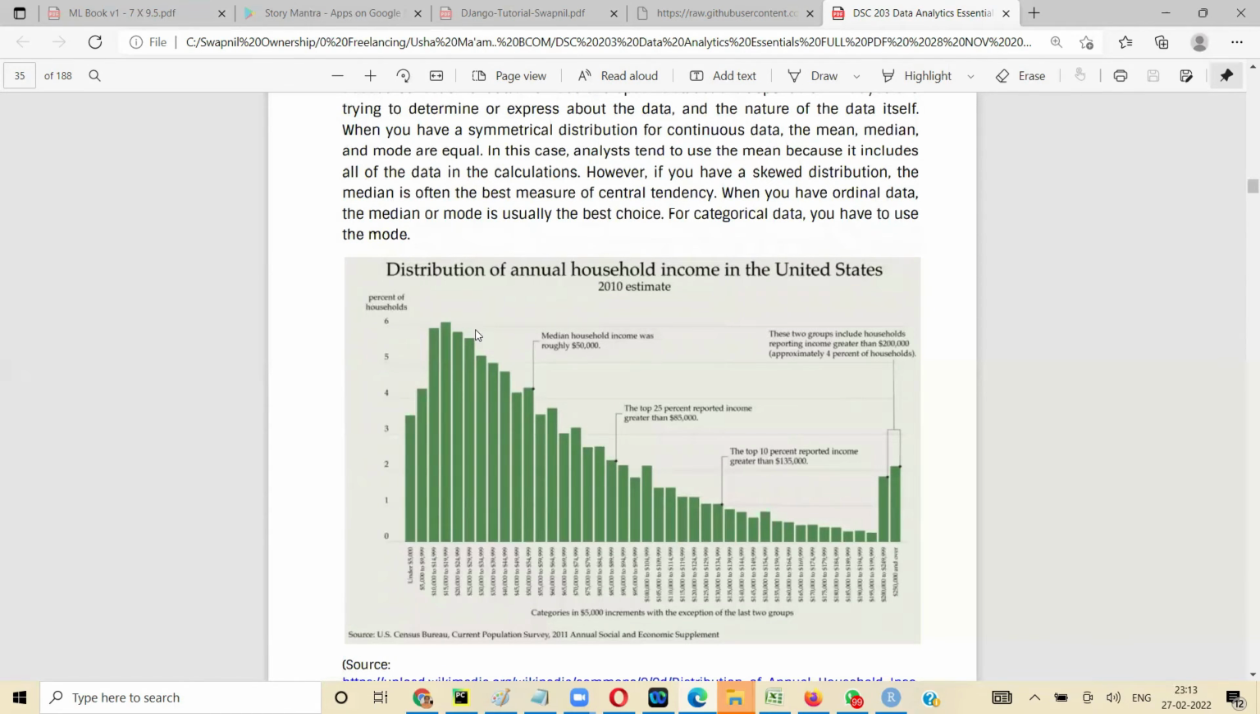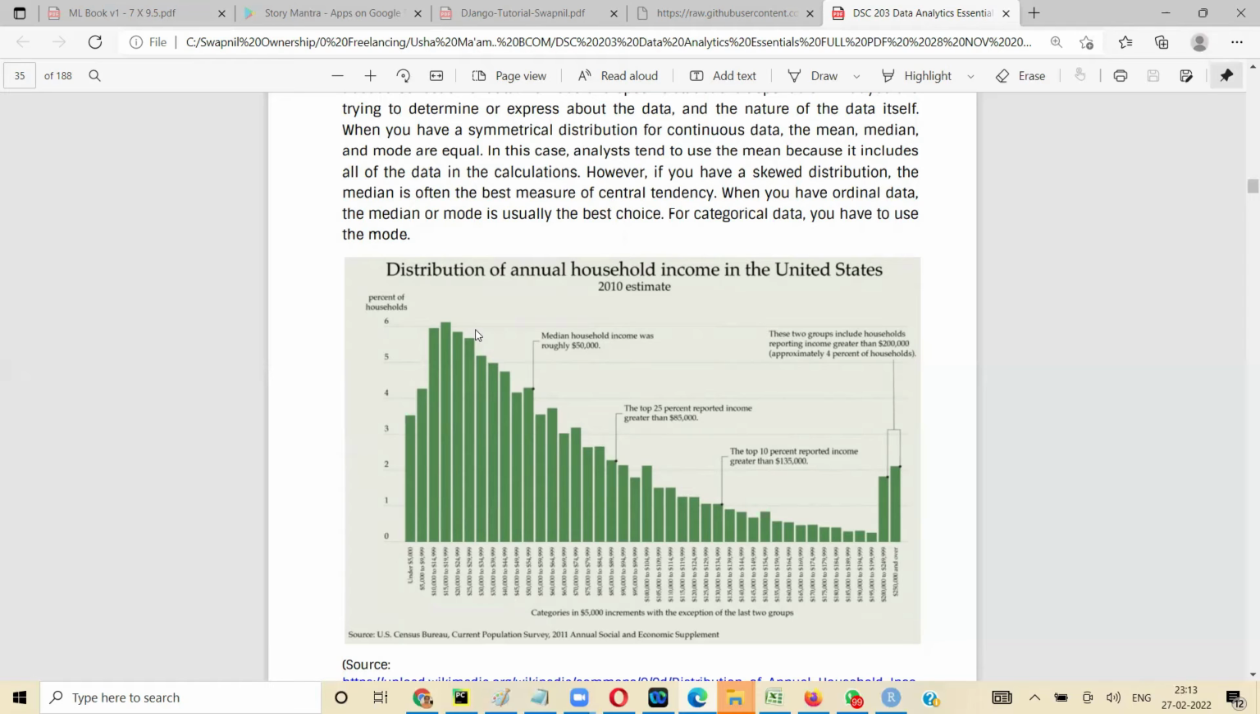This graph shows the annual income of each household versus how many households there are. The lower the income, the more households you have. As you go across to higher household incomes, the number of households keeps decreasing. So this data is not evenly distributed; the bulk of the data is on the left side. In such a case, we use median. Median is more suitable, so median is more important than mode.